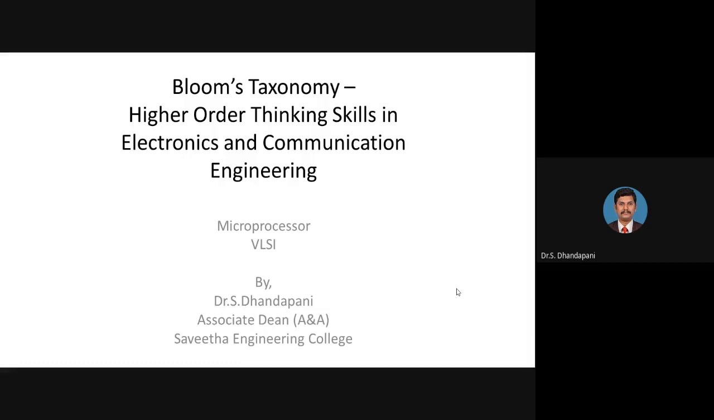Let us start today's session, Bloom's Taxonomy, Higher Order Thinking Skills in Electronics and Communication Engineering. This week, we are covering the module microprocessor and VLSI, two subjects, as per the weightage available in the GATE syllabus, and also with respect to the other competitive exams.